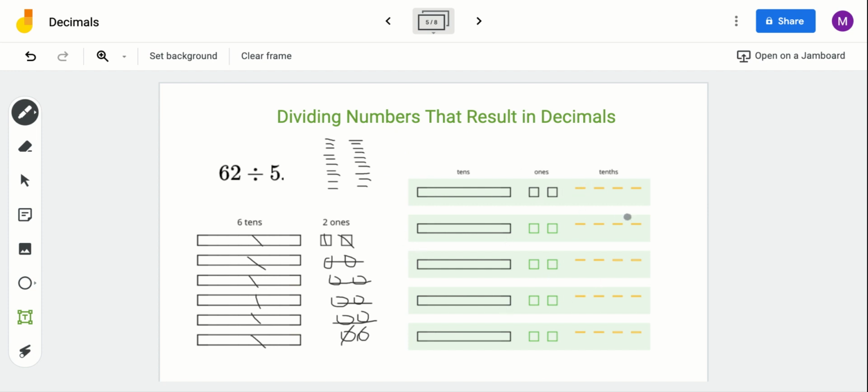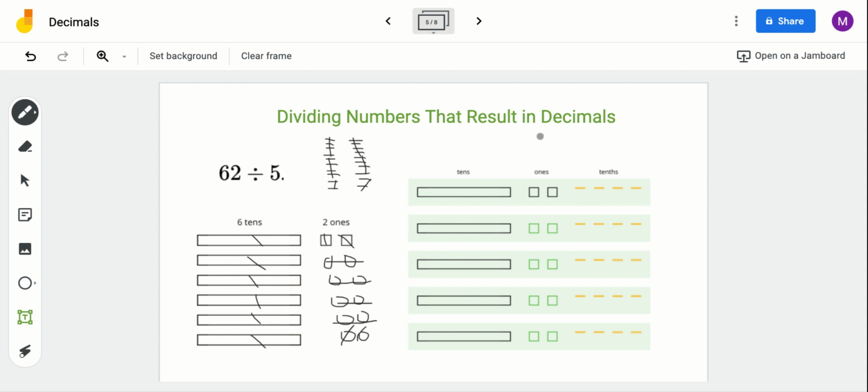So 20 divided by 5 is 4. So I take 1, 2, 3, 4, and they go in this first group. 1, 2, 3, 4 go in the second group, 1, 2, 3, 4 in this third group, 1, 2, 3, 4 in the fourth group, and 1, 2, 3, 4 in the fifth group. And so I end up with a 10, 2 ones, and 4 tenths in each group.